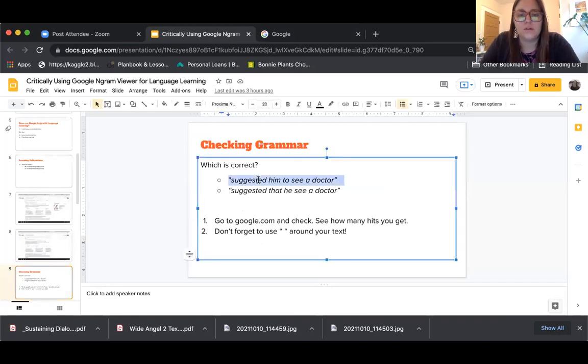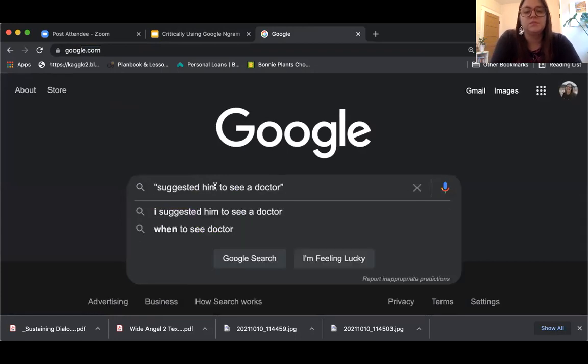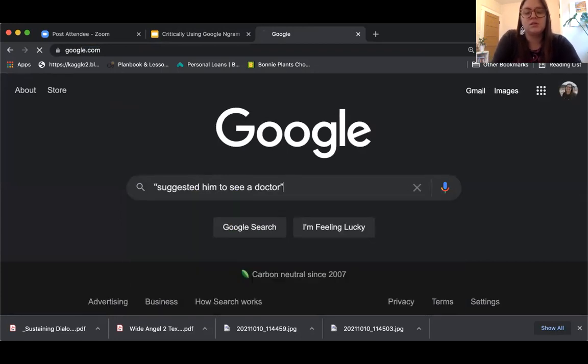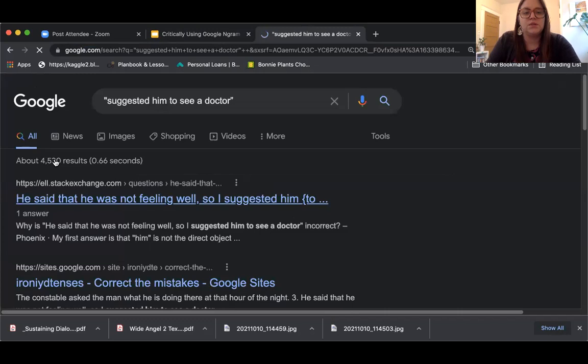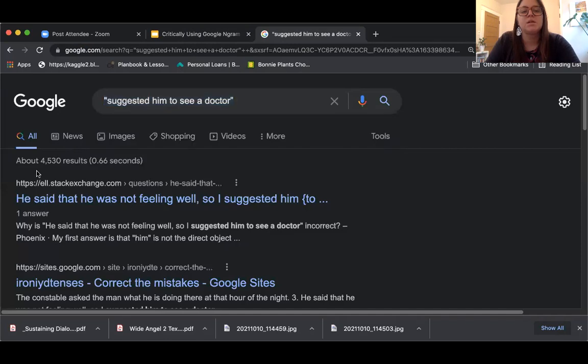So let's go to Google. Let me show you how to do this. So I tell students, let's play on our phones. Well, play on our phones, not play on our phones. Let's use our phone or our laptop in a group, one device. So you see here, suggested him, and these are actually mistakes. All of these are mistakes from my students' writing. This was something that someone wrote in their paper. So we see about 4,000 results.